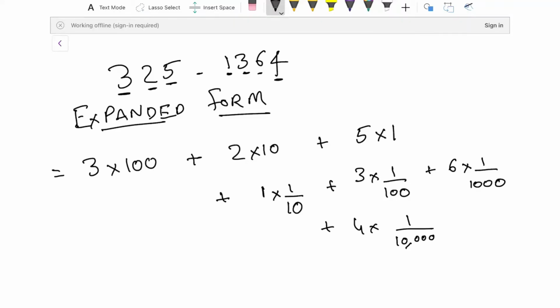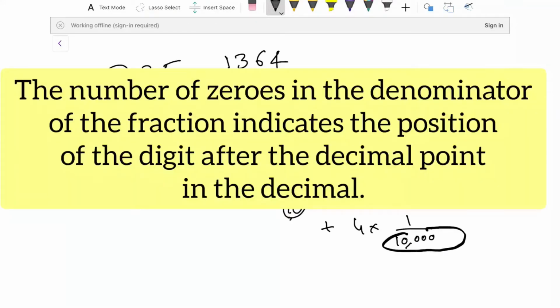Okay, so can you observe that the first decimal place has 10 in the denominator? That's right. When you write it as a fraction, you have 10 in the denominator, and the second decimal place has 100 in the denominator, the third decimal place has 1000 in the denominator, and the fourth decimal place has 10,000 in the denominator. So in general, the number of zeros in the denominator of the fraction indicates the position of the digit after the decimal point in the decimal.